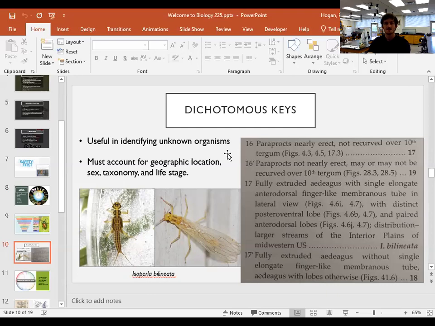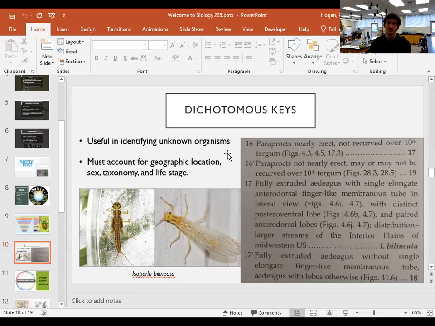You have to account for the geographic location of the organism. So if you're trying to identify a specimen that you collected in the Barren River, you can't use keys that are specific to Europe or Africa or Asia. You have to use keys that are specific to that geographic location.